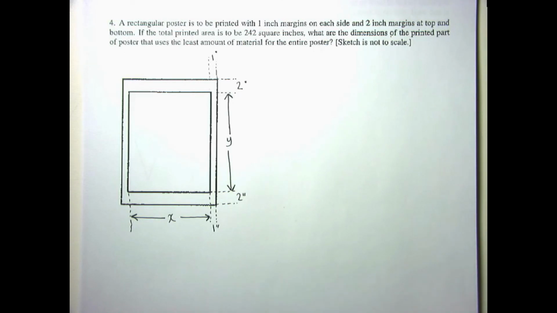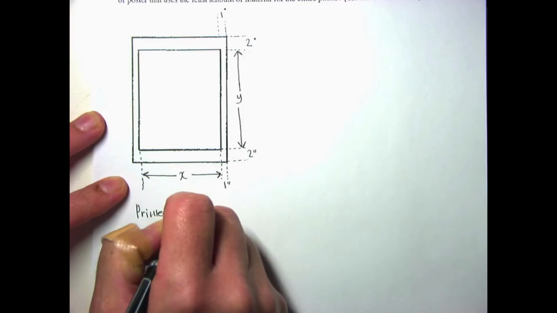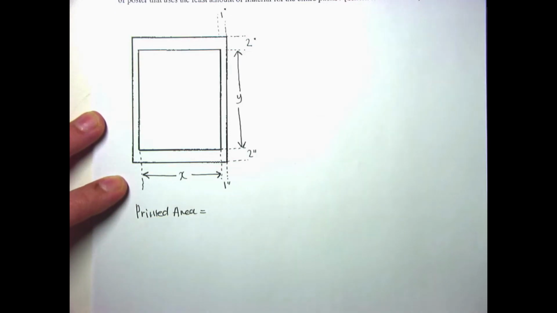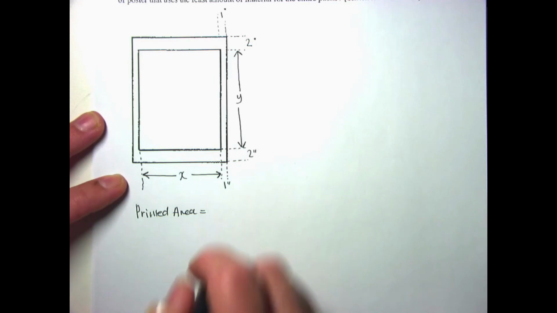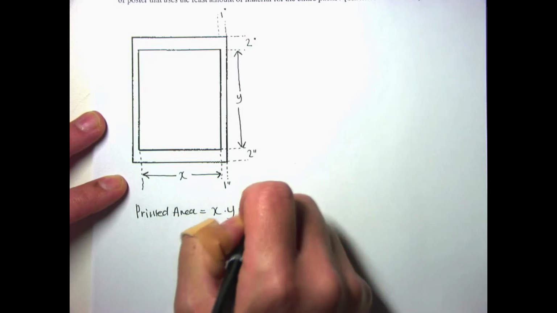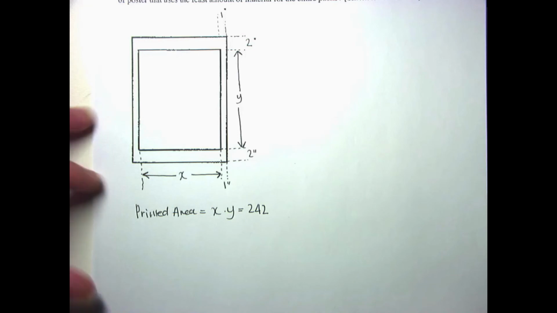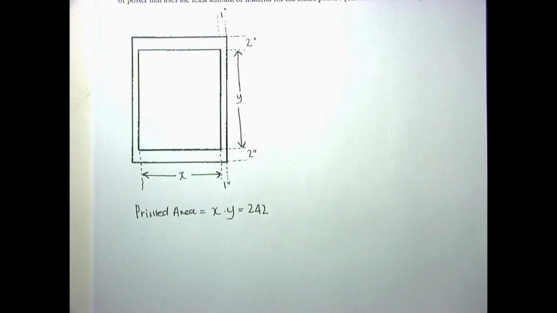All right, so the total printed area has to be equal to, and so let's quickly give a definition for the printed area. The printed area will be x times y, and that is going to have to be equal to 242 square inches. What are the dimensions of the printed part of poster that uses the least amount of material for the entire poster? So what we want to do is minimize the area for the entire poster.